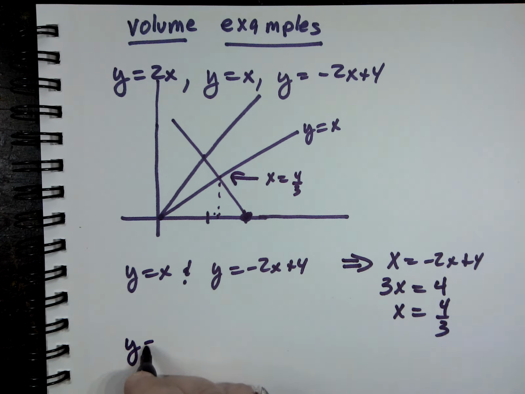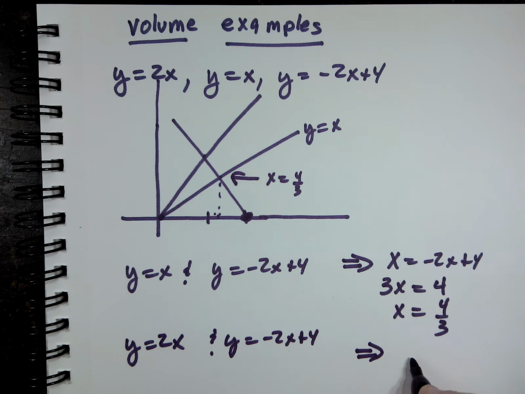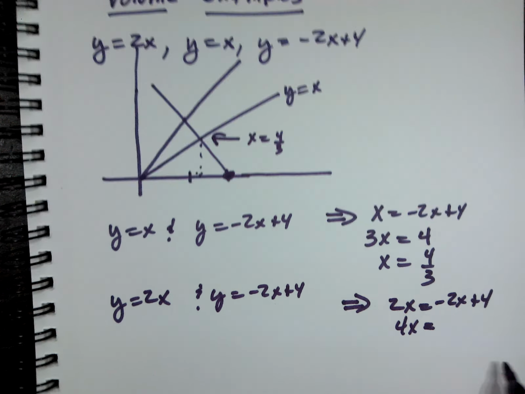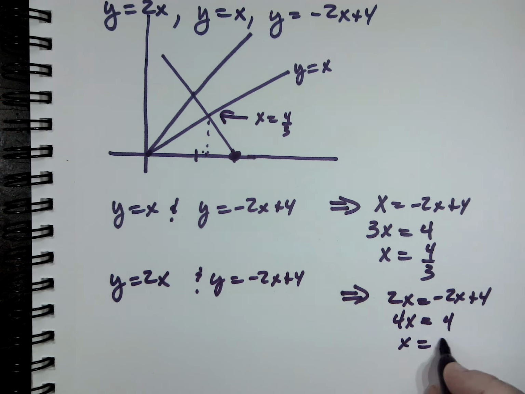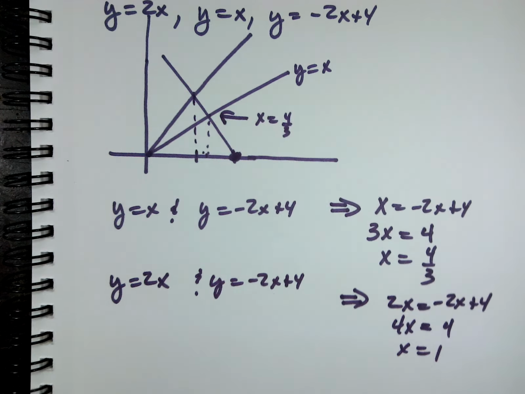Now let's check when this line crosses 2x. So y equals 2x and y equals negative 2x plus 4. So now I have 2x is negative 2x plus 4. 4x equals 4. x equals 1. Okay, so this meeting spot is 1, clearly.